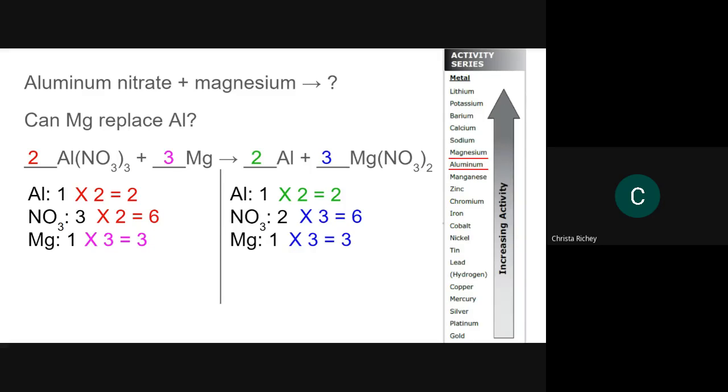But once again, this reaction only happened because magnesium was stronger than aluminum. If I would have had my products on the reactant side, the reaction would not have occurred. And I'm pretty sure the next one is the one where the reaction does not occur.